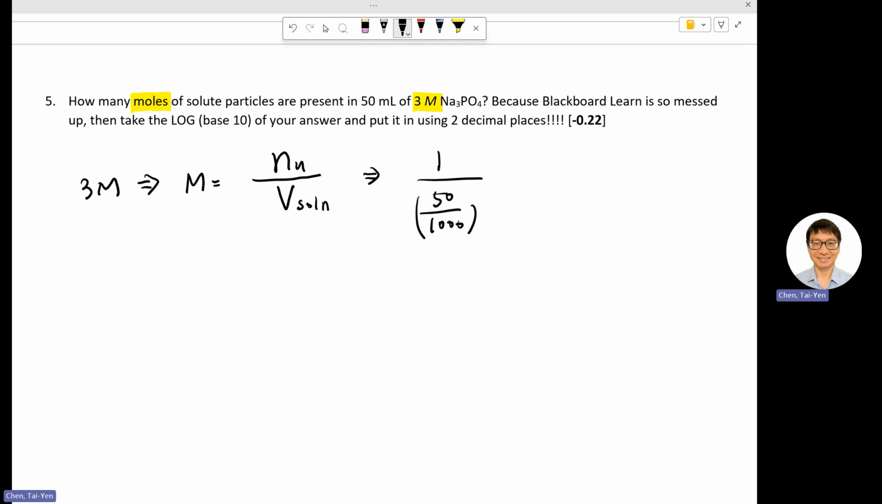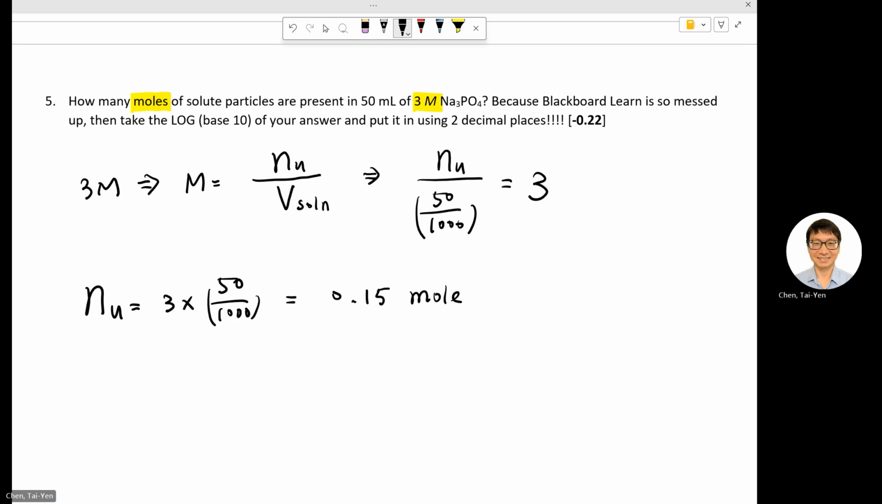Do you know the number of moles of your solute? No, at this moment you don't know. But you do know the concentration equals 3. So you should be able to write these things without any problem. From here, you know the number of moles of your solute will simply equal 3 multiplied by 50 over 1,000. This gives you a value of... So far, so good.